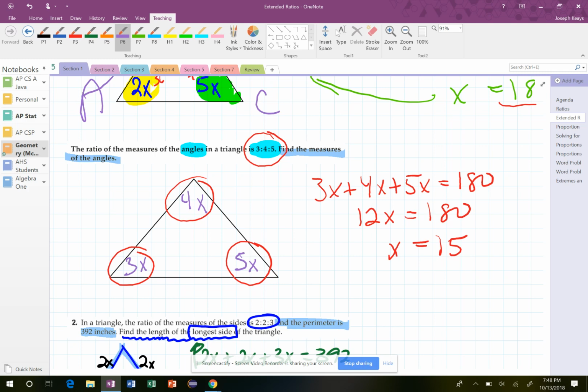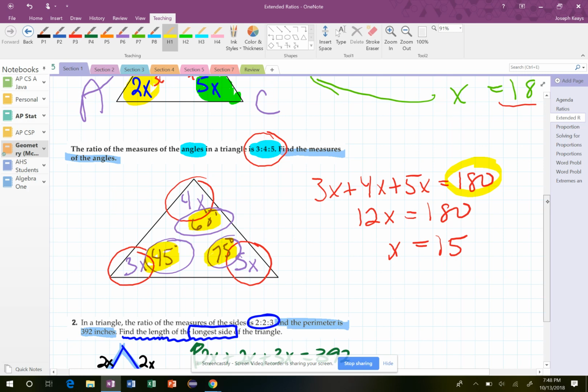So when I plug it back in, 3 times 15 is 45 degrees. 4 times 15 is 60 degrees. And remember, all these angles have to add up to be 180. So the missing angle here is 75 degrees. Notice 60 plus 45 plus 75, all of those equal 180. So there's two problems dealing with the extended ratio in a geometric sense.